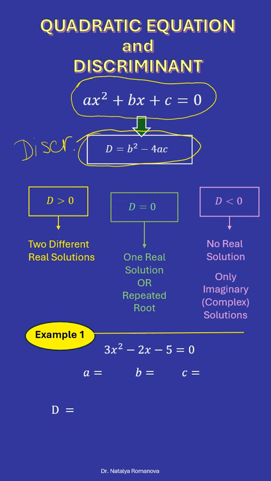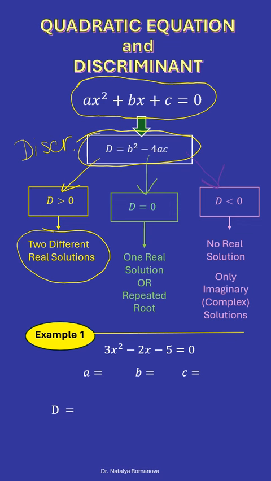We have one of the following three cases. The first case, when the discriminant is positive, the given quadratic equation has two different real solutions. When the discriminant equals 0, the given quadratic equation has one real solution or a repeated root. Last case, if the discriminant is negative, the quadratic equation has no real solution, only complex solutions.